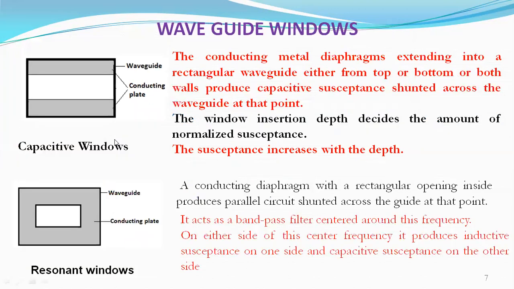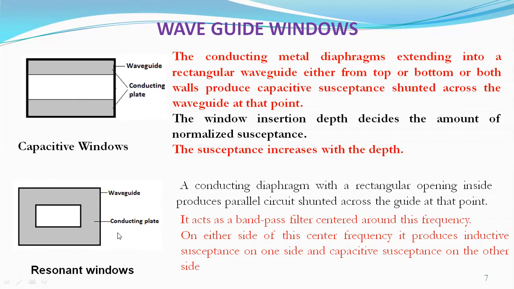Then the capacitive window. Now see, this is the capacitive window. I am inserting the conductive plates on the broader side of the rectangular waveguide. It will provide the capacitance susceptance.